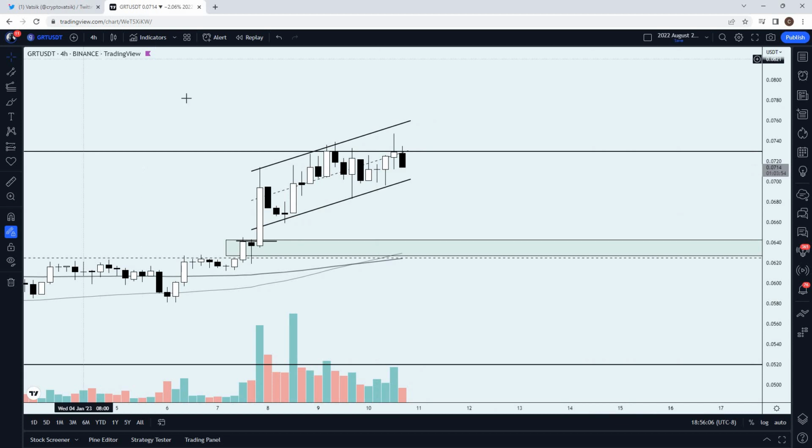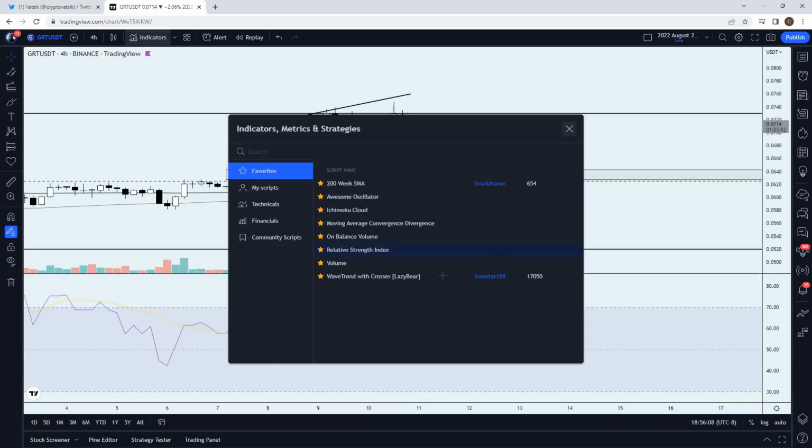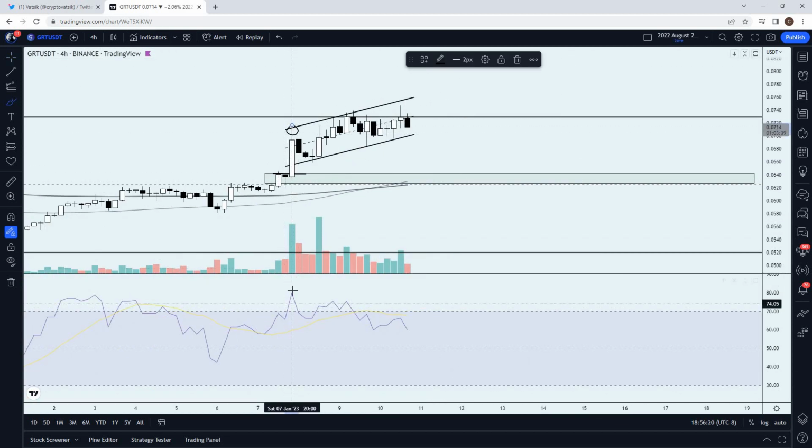Sure, if we look at RSI, we'll be looking at some sort of bearish divergence at this point: a higher high in price, lower high on RSI, another higher high on this wick on price, another lower high in RSI. So bearish divergence, price increasing, higher highs on price, lower highs on RSI. So it could be due for a short-term retracement, as I said.